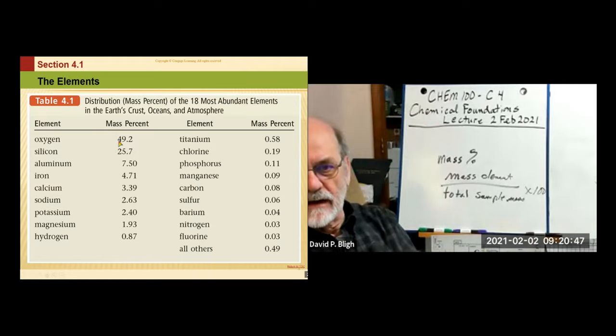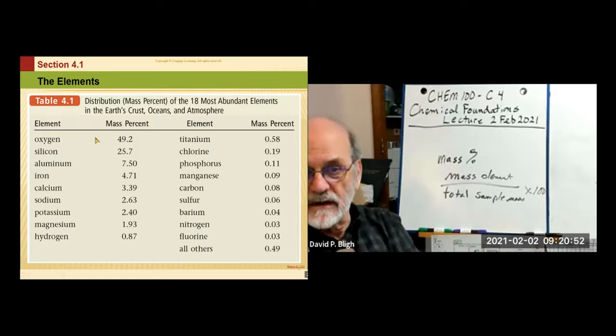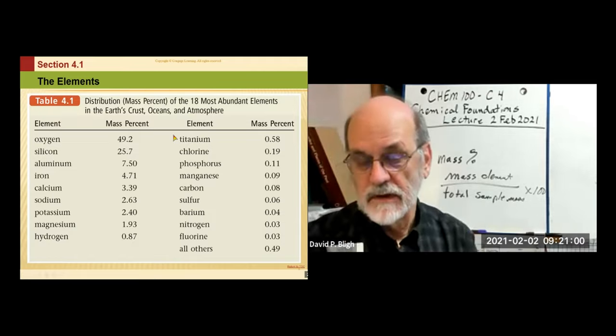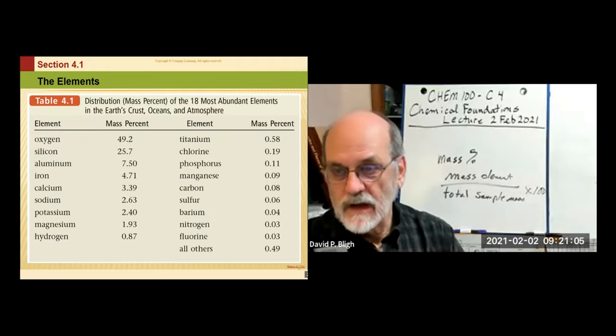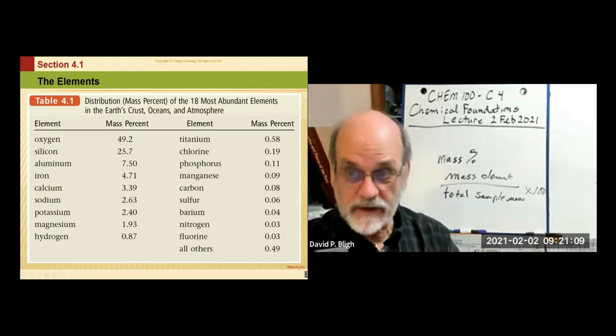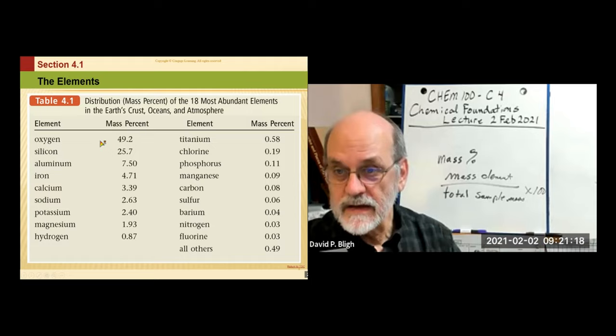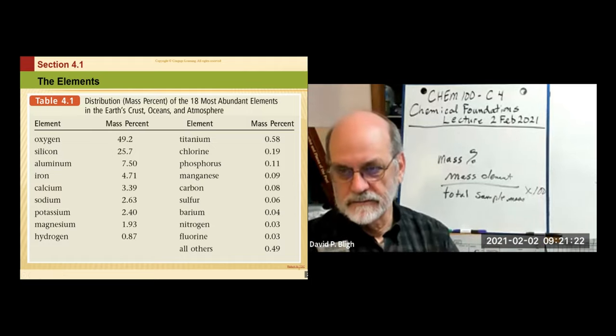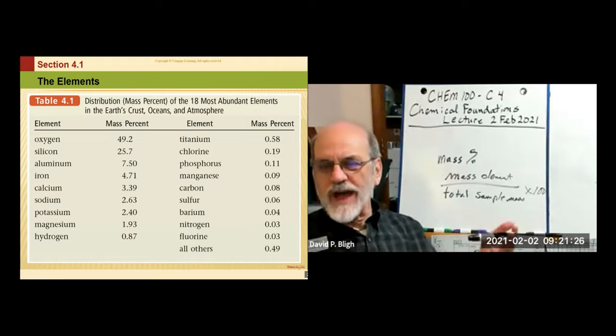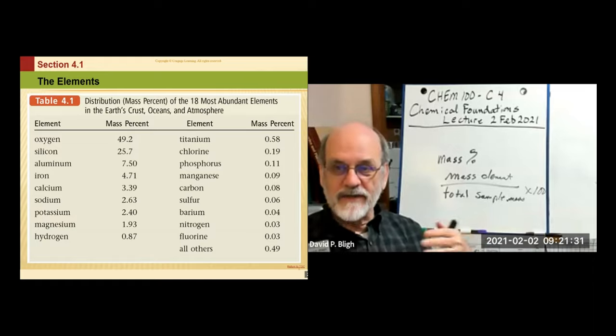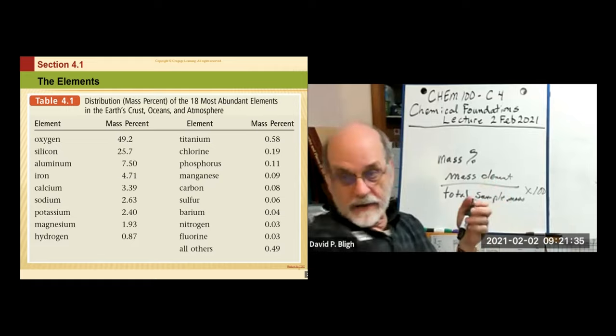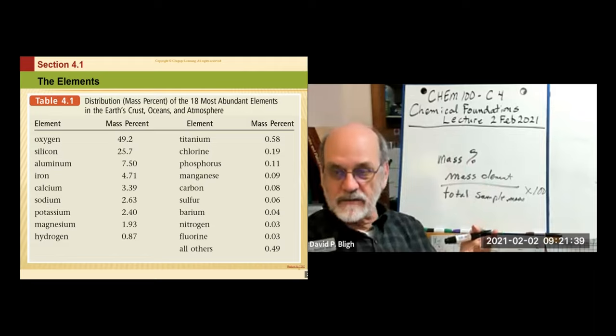So with that being said, oxygen makes up 49.2% of the Earth's crust, oceans, and atmosphere. And that makes perfect sense. If we look at the atmosphere, it is 20% oxygen. The oceans are made of water, which is hydrogen and oxygen, mostly oxygen. And in the Earth's crust, most of the elements tend to be combined with oxygen, oxides of metal. So when we try to extract useful metals from the Earth's crust, like iron, we find that iron is combined with oxygen, iron oxide. And we have to release it from the oxygen by smelting the iron. So oxygen makes perfect sense as the most common element in the Earth's crust, oceans, and atmosphere.